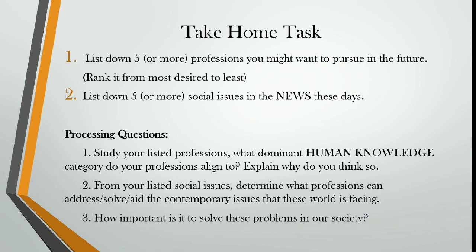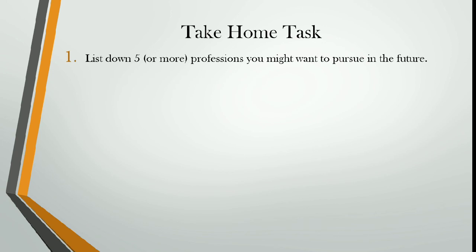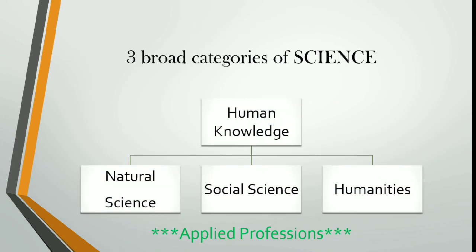And on number 3, how important is it to solve these problems in the society? Again, another reflection. So there are 3 questions that you need to answer. Type it in a document and send it in this Google Classroom post, and its deadline is on Friday. That is the end of our very short topic. The topic simply talks about the categories of science and the characteristics of science.